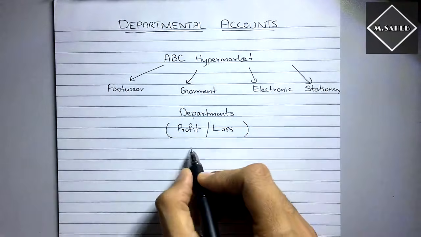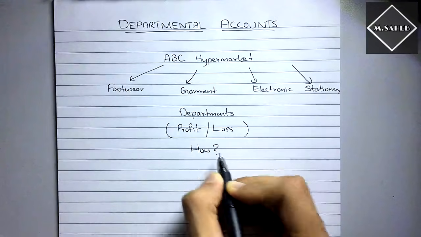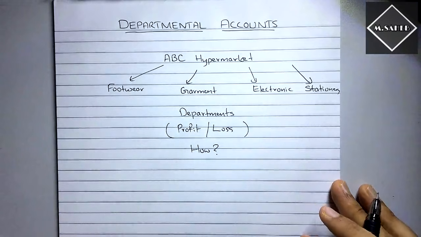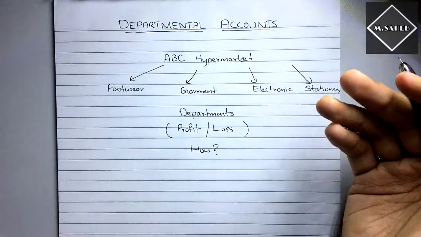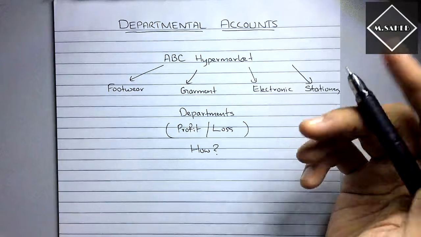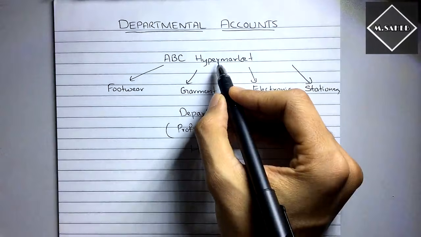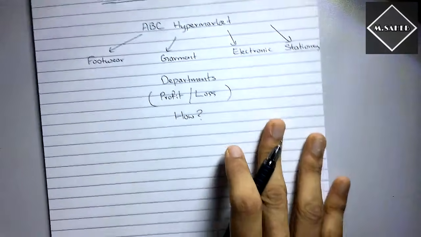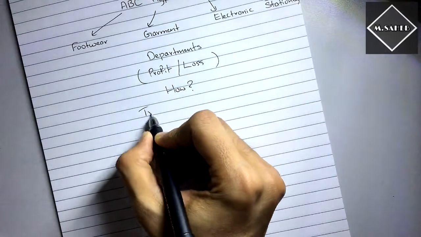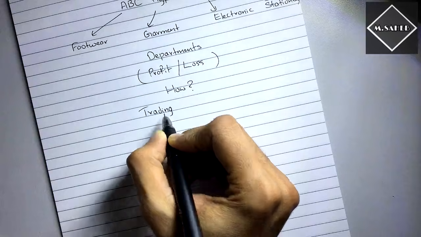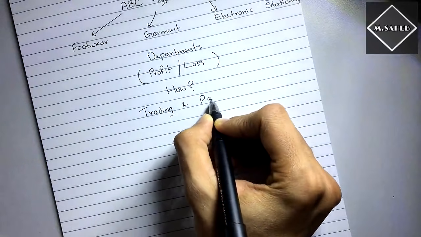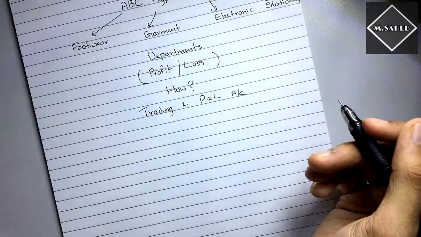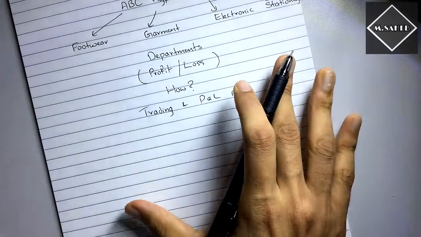Now how will we do that? That's the main question. How are we going to do that? See, it's very simple. How we used to do it in 11th and 12th standard, to find out the profit or loss of a whole business, the same thing we will do over here. We all know that, to find out profit and loss, we do the trading and P&L account to find the profit or loss made by businesses.